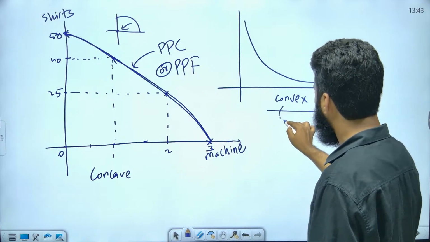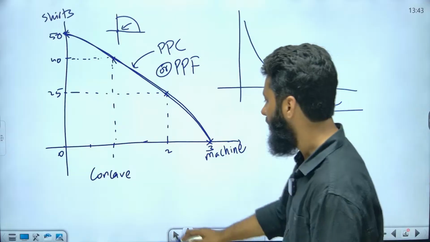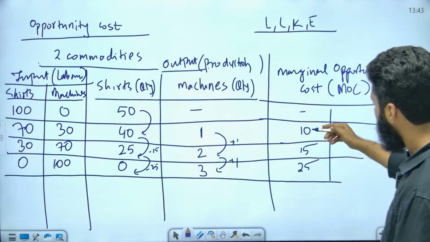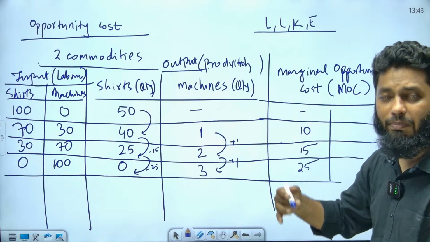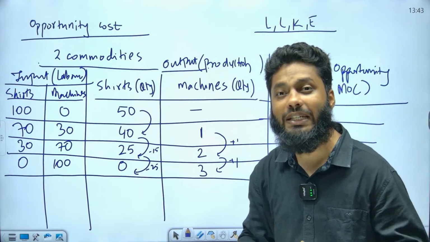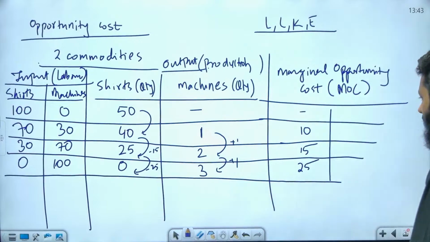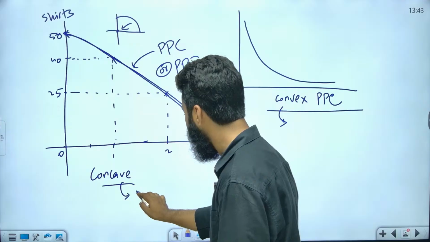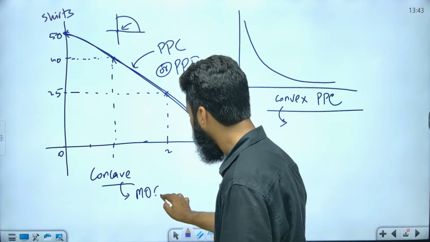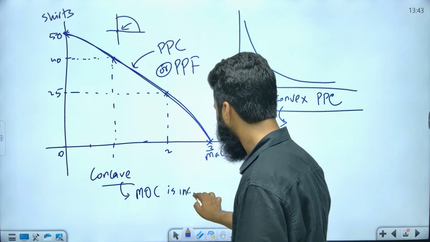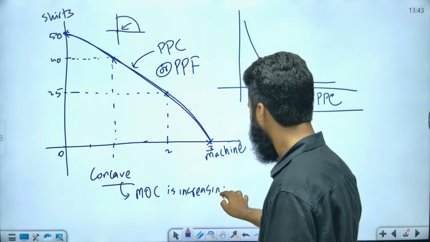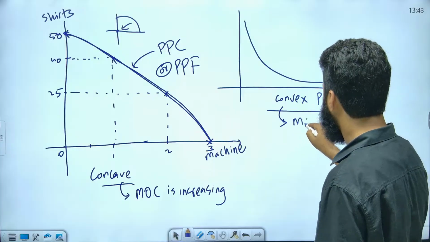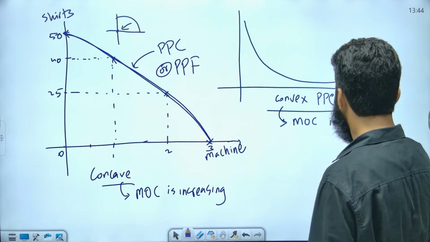When will the graph be concave? See here, marginal opportunity cost is increasing, as you can see here in the readings, 10, 15, 25. When marginal opportunity cost is increasing, you will have what? You will have a concave shape of PPC. So here marginal opportunity cost is increasing. You will have a convex PPC when marginal opportunity cost is decreasing.